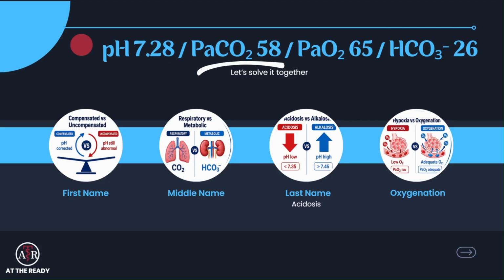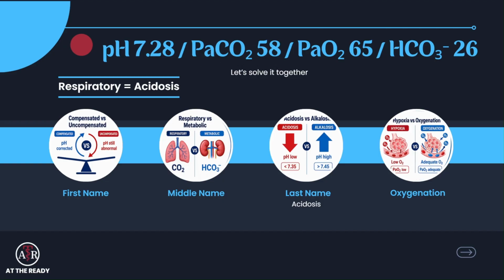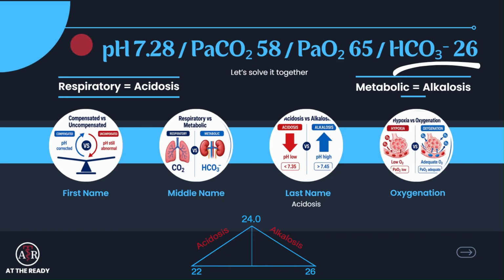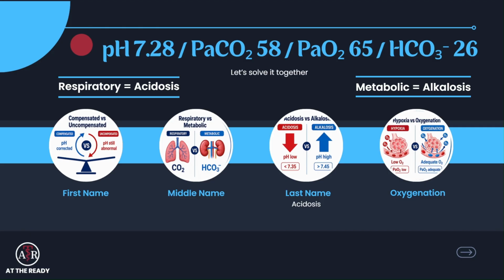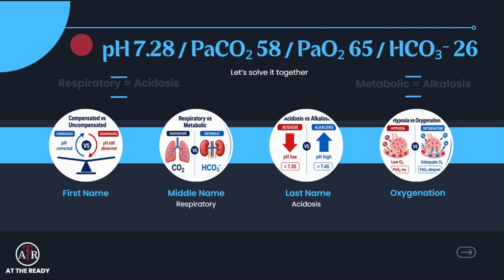The PaCO2 is high, greater than 45, and high CO2 means that the patient is retaining CO2, which pushes the patient towards acidosis. The bicarb is on the high side of normal. Remember, normal is 22 to 26. Despite it being normal, we still need to classify it as acidotic or alkalotic. Any value that is less than 24.0 is considered acidotic, and any value greater than 24.0 is alkalotic. So a higher bicarb of 26 would be considered alkalosis. Because the respiratory system matches the last name of acidosis, the middle name is respiratory.